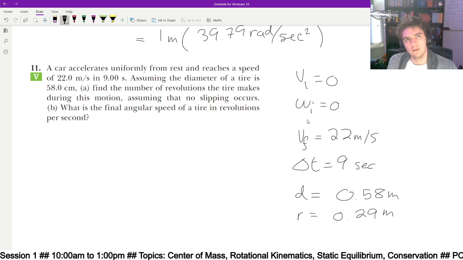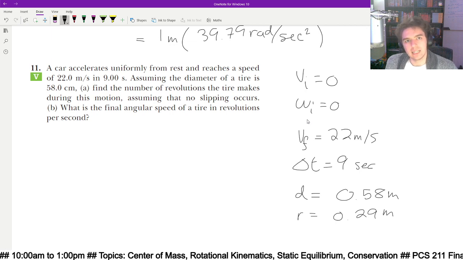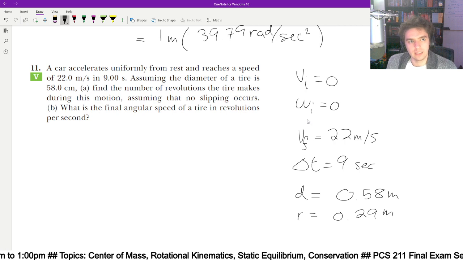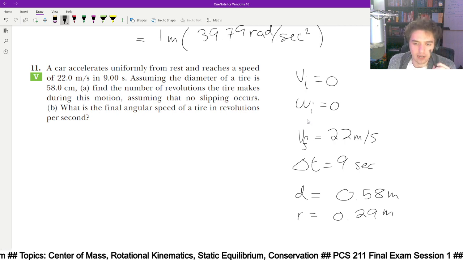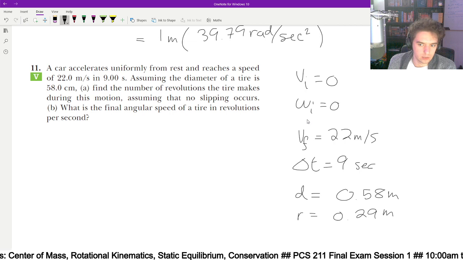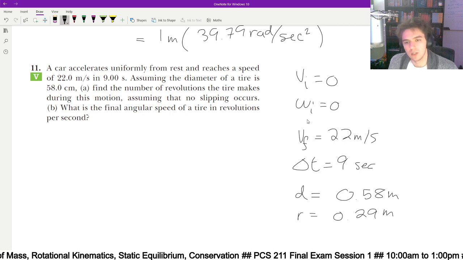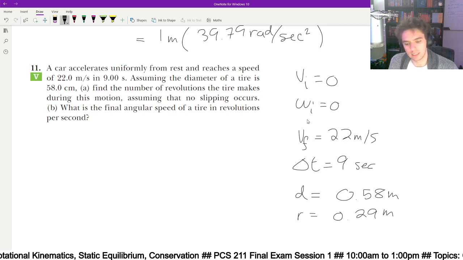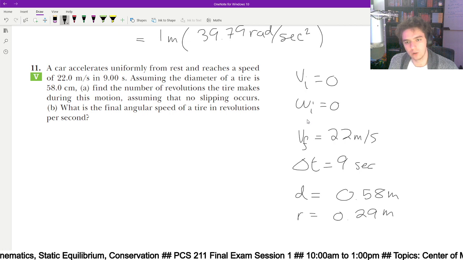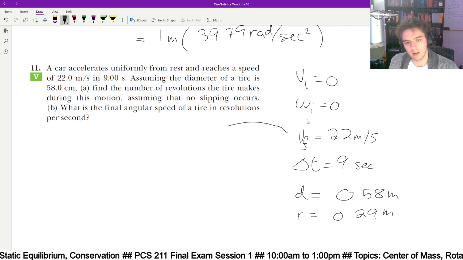So we essentially need to find delta theta, what the angle changes of the tire, right? And then from that we can find the revolutions. Yeah, that makes sense. So let's find delta theta. Can we just go right to finding delta theta?